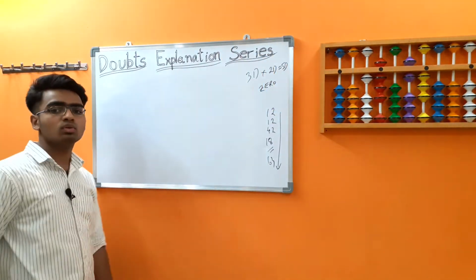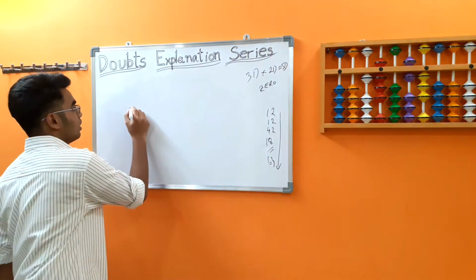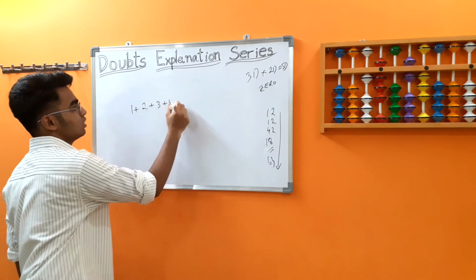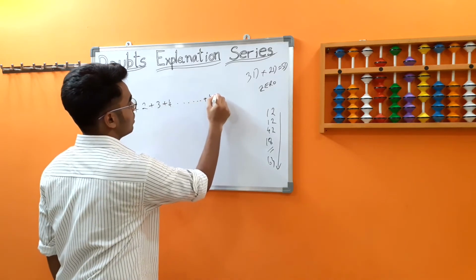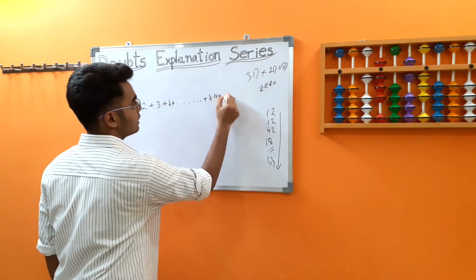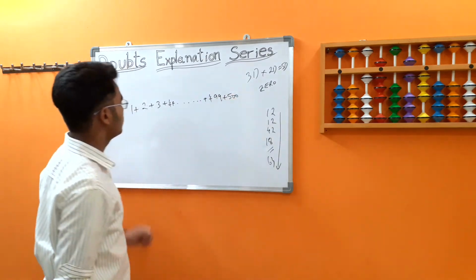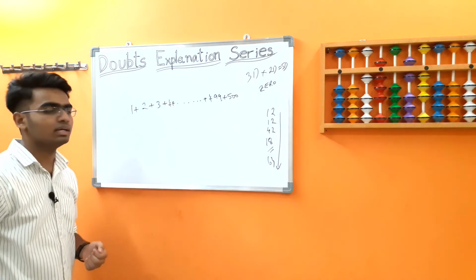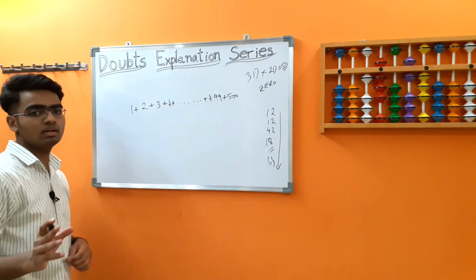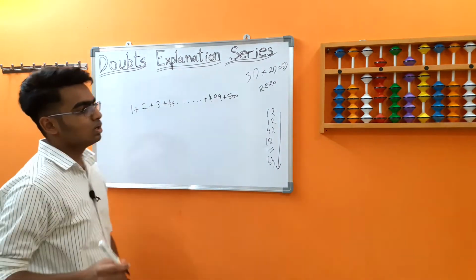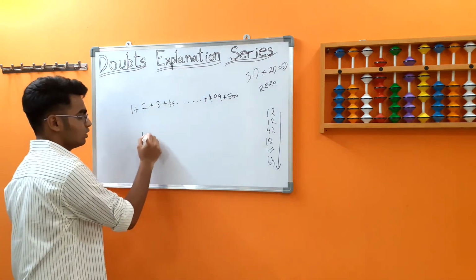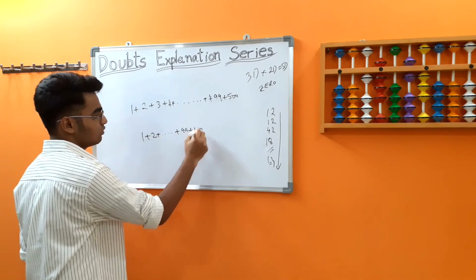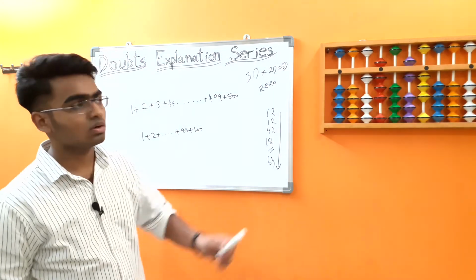Someone has asked me to do a sum like this: 1 plus 2 plus 3 plus 4, and so on, to 499 plus 500. So I can do this. It's not that I cannot do this, but it might be boring for you and it will take a lot of time. It's not difficult, but I have solved 1 to 100, 1 plus 2, and so on, to 99 plus 100 in one of our videos. You can watch that video by clicking on the I button.